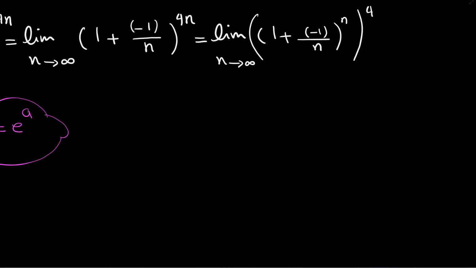Now by using the rule, the inside limit is equal to e to exponent -1, and then I have exponent 4. So it's e to -1 to exponent 4, and it's equal to e to the power -1 times 4, which is e to the power -4. You may write it as 1 over e to the power 4.